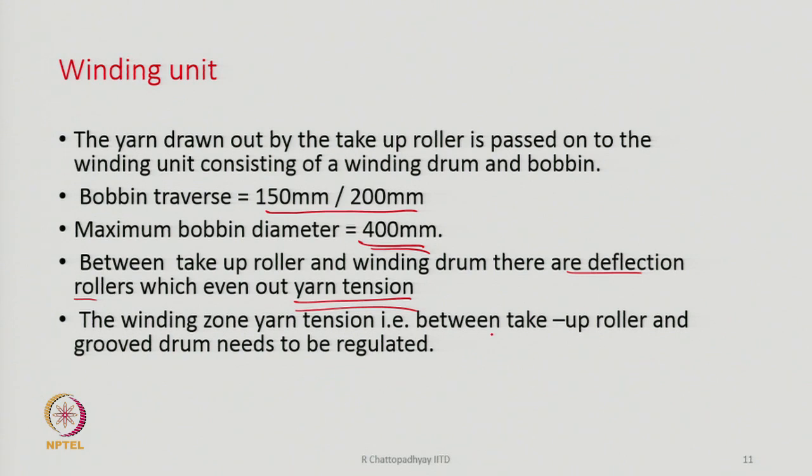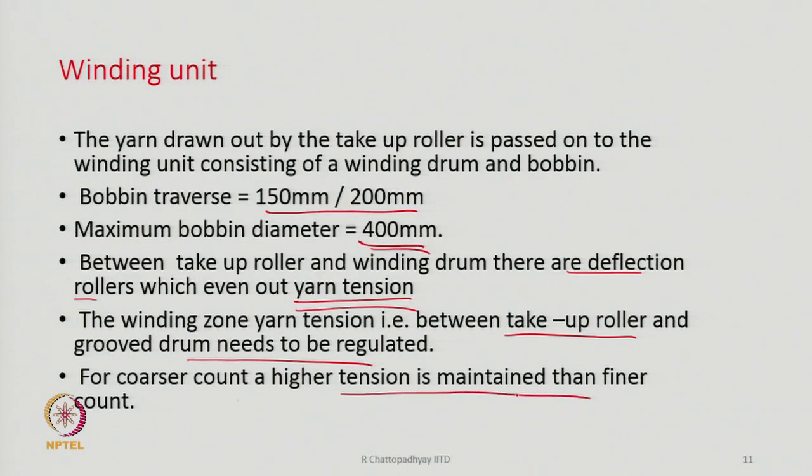That means there is a difference between the take up roller speed and the drum surface speed. The drum surface speed is a little bit more, so that there is a tension in the yarn, and that tension can be controlled so that we can get a package of the right density. Otherwise, the package may be very soft or very hard. So, we have some control on the tension in the yarn at the winding zone, and accordingly we can build a package of the right density. For coarser counts, a higher tension is maintained than for finer counts.